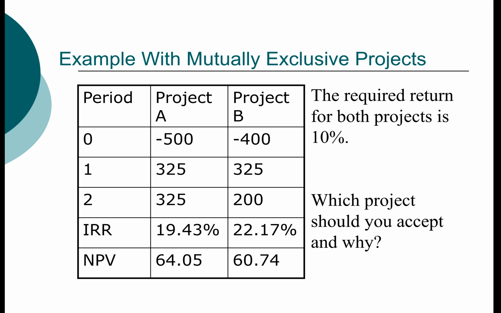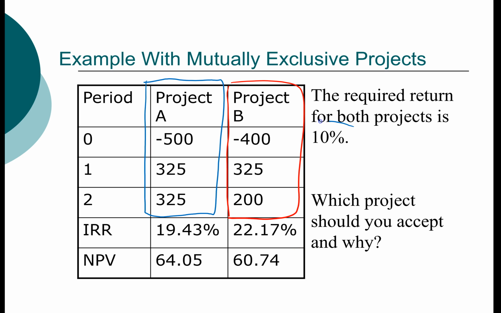Before we continue, I'm going to ask you to pause the video and evaluate each project on your own. So here we have project A. These are the cash flows associated with project A. So pause the video and compute the internal rate of return and the net present value for project A, and then compute the internal rate of return and net present value for project B. So pause the video now and make sure that you get the same answers that you see in front of you.